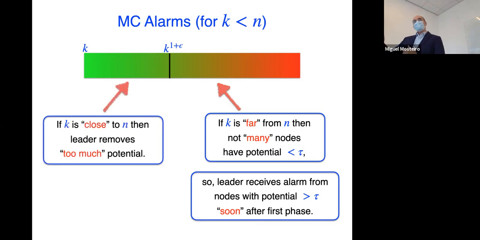On the other hand, as we get close to n, k is still smaller than n, but it's close to n, so the leader removes too much potential and is able to detect it after this number of phases.